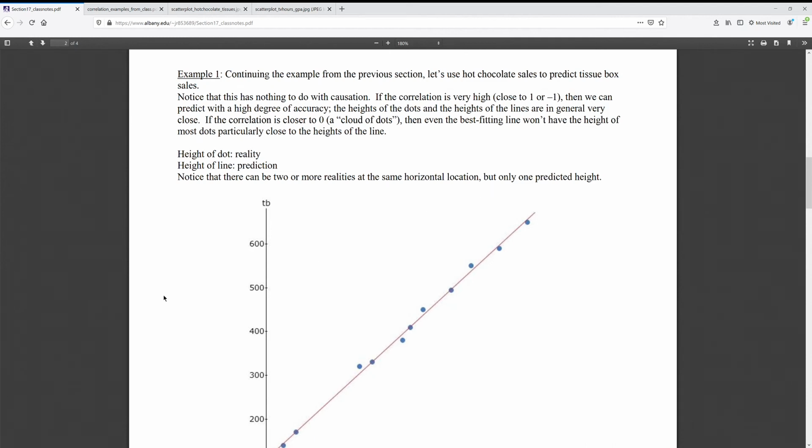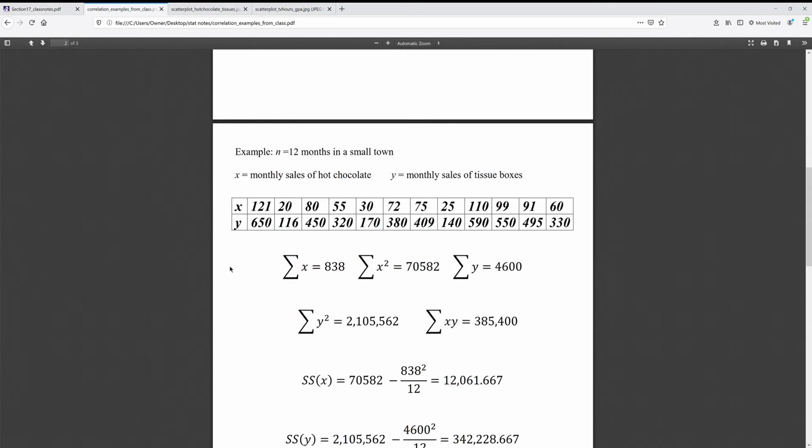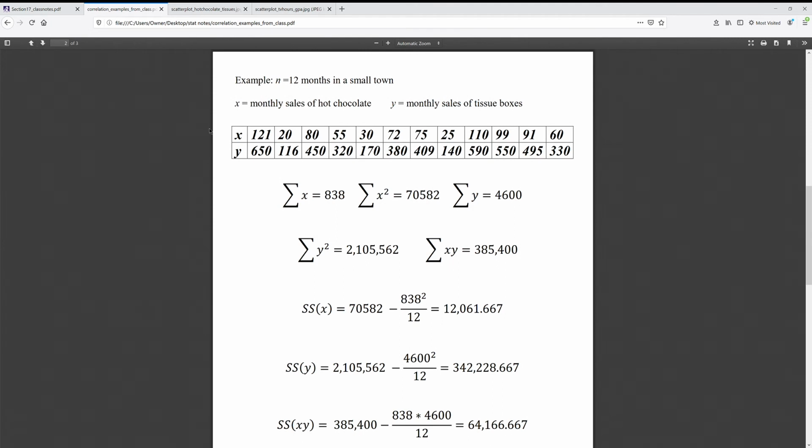Okay, part 2 of linear regression. We want to continue looking at the examples from the previous section. We were talking about hot chocolates and tissue boxes. Our data looked like this.